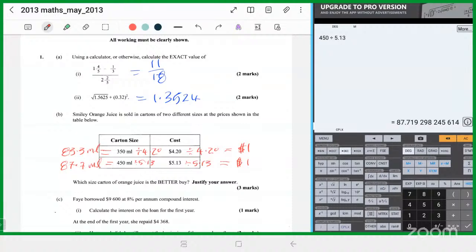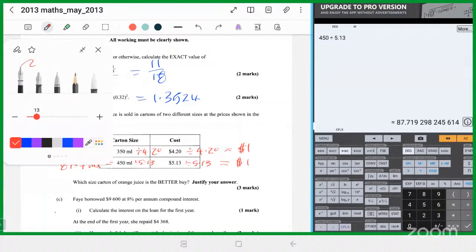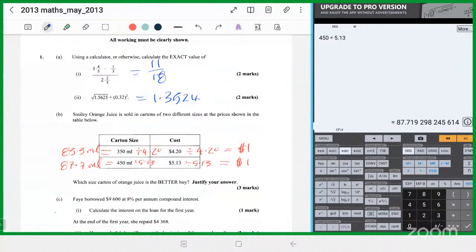And I've thought of it the other way as well. But I think seeing how much you're getting for your dollar is an approach, and it is even a real life phrase that people use. The phrase in the real world, how much you're getting for your dollar. So the second one is the better buy. Second carton, the 450 ml carton, will be the better buy.